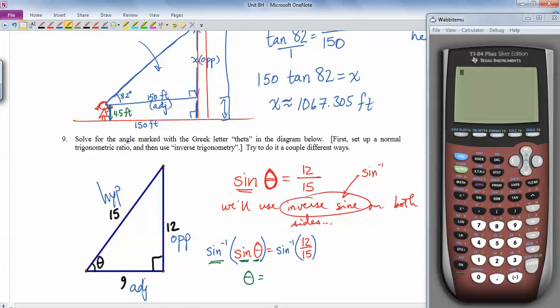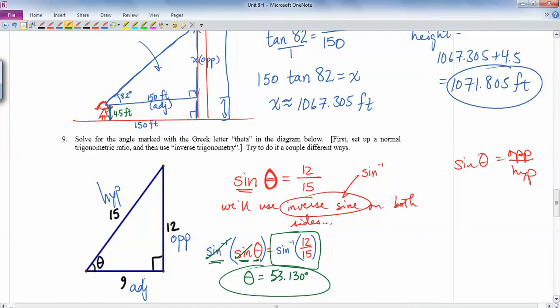So then this thing, I can type into a calculator. Sine inverse of 12 over 15. The sine inverse button is the same as the sine button, but it's in blue here. So I have to hit the blue button, then sine, and I get sine inverse. Then I'm going to plug in 12 over 15 and hit enter. And we get 53.130 degrees. You can kind of think of it like the sine and sine inverse cancel each other out, and you're left with just theta.